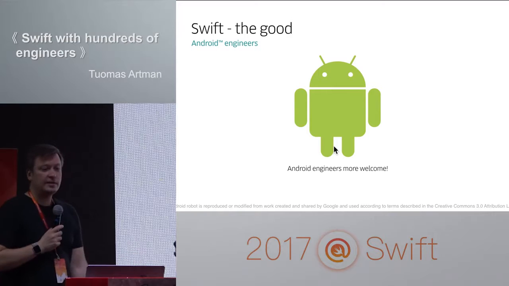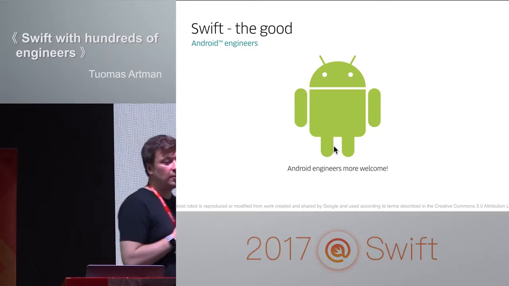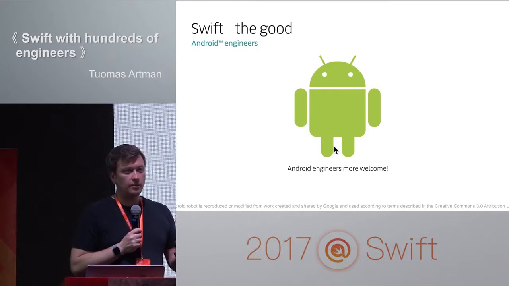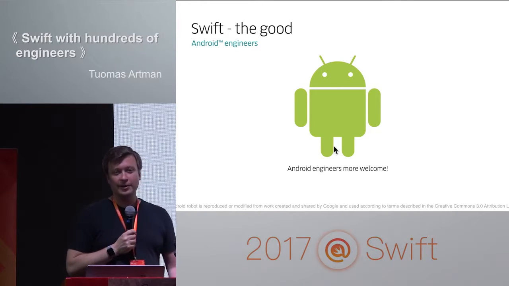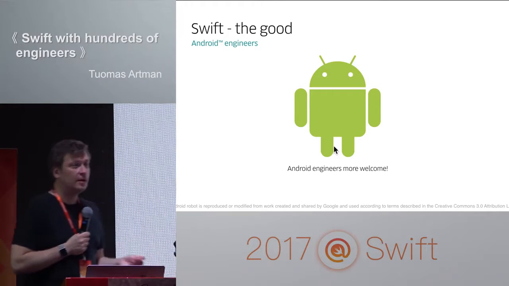The second thing we realized is that Android engineers with Swift are now super welcome to the project. With Objective-C, you couldn't get a single Java engineer to jump ship and start working in Objective-C. They just hated the language. With Swift, you're super close.